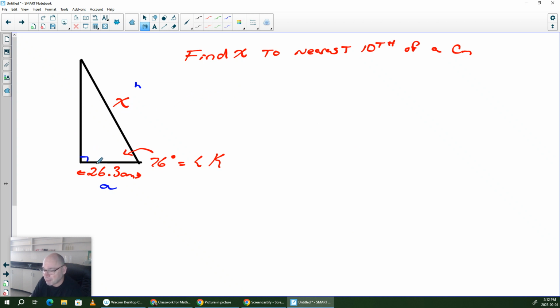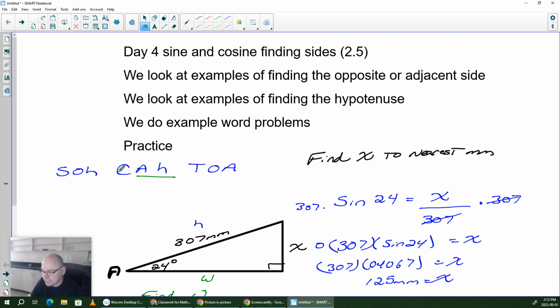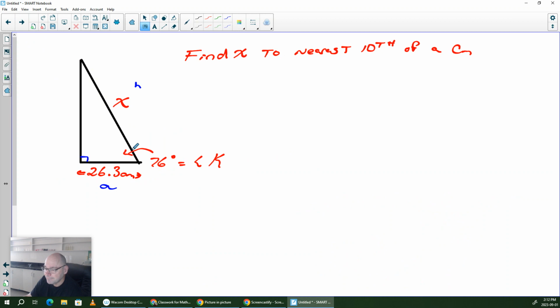So we know that adjacent and the hypotenuse. If we look back at an acronym, adjacent and the hypotenuse is cosine right there. So we're going to do cosine of 76 is equal to the adjacent side over the hypotenuse, which is going to be our x value.